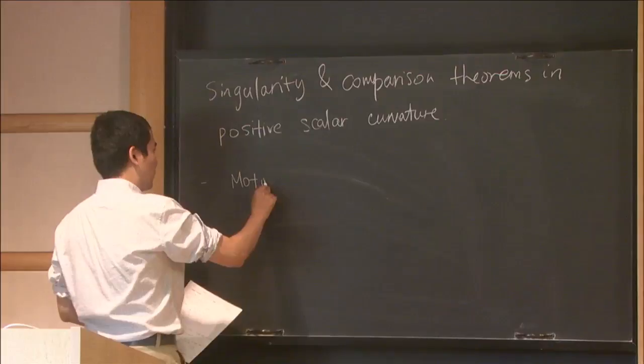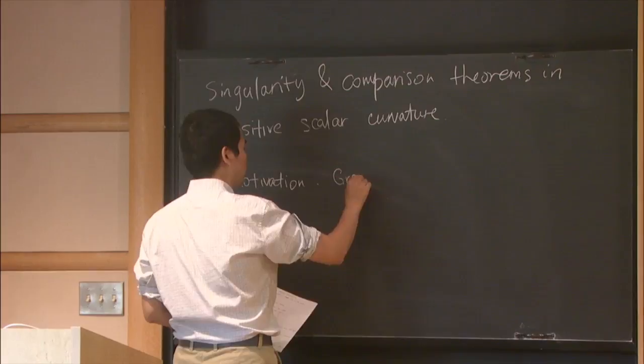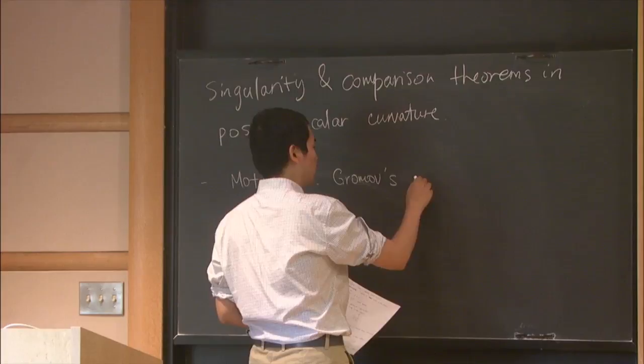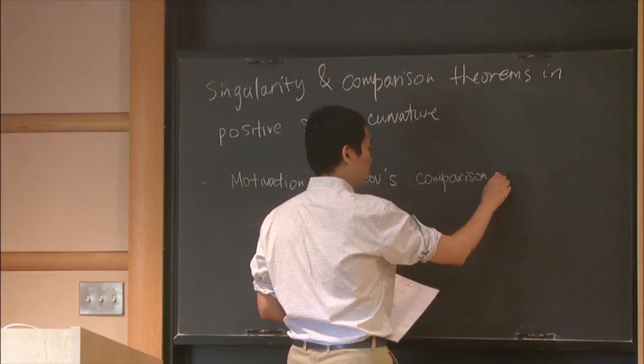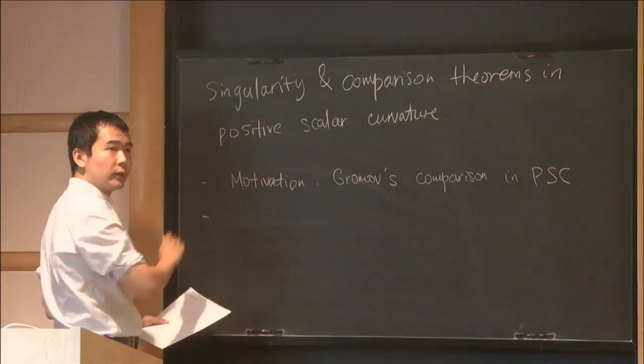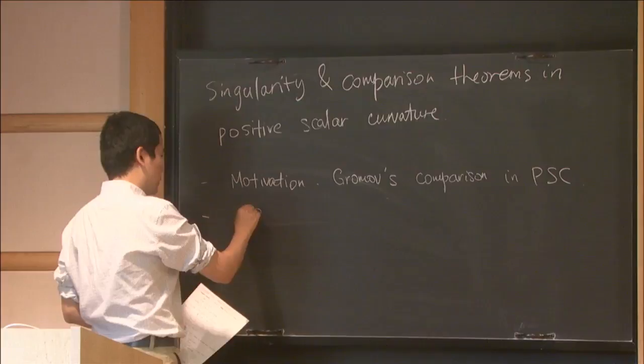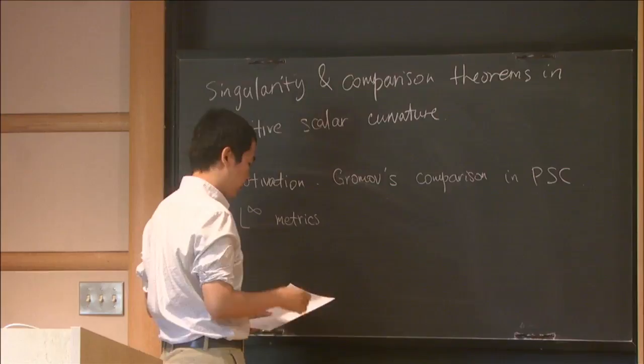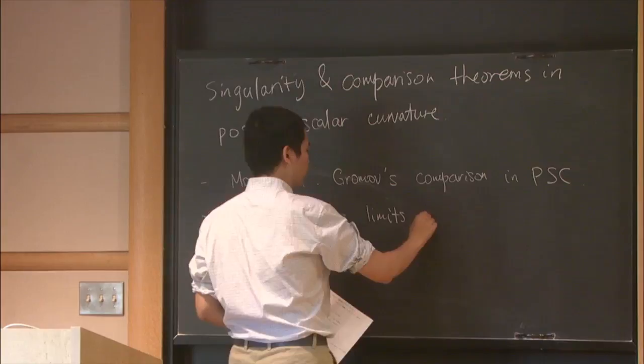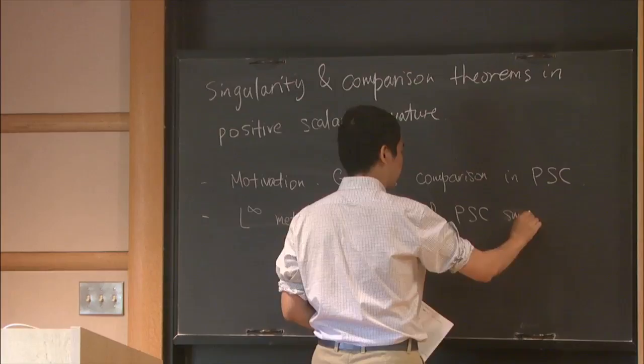So first I'll start with motivation, and in particular I'll introduce the question we want to study today, namely the comparison theorem proposed by Gromov. And from this question, we're going to see a bunch of related questions. In particular, I'm going to talk about the so-called L infinity metrics, namely metrics with pretty low regularity, as limits of positive scalar curvature metrics, let's say smooth metrics.